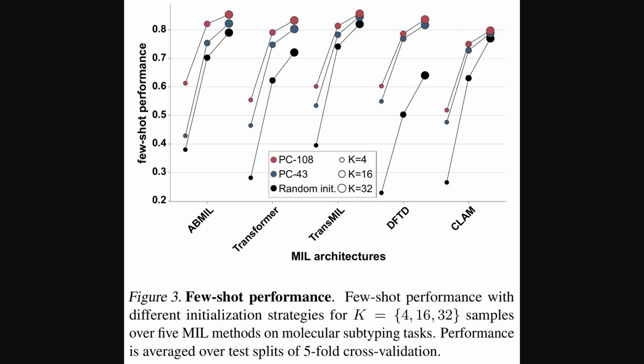So we've seen that pre-training is a big win overall. This next plot explores a really critical scenario called few-shot learning. This is where the model has to learn from just a handful of examples, which is super common in real-world medical applications. Here, the size of each dot shows how many training samples were used, just 4, 16, or 32. The black dots are random starts, while blue is pre-training on a 43 cancer dataset, and red is the big 108 cancer dataset. The benefit of pre-training is most dramatic when data is scarcest, making it an essential tool for these tough, low data problems.